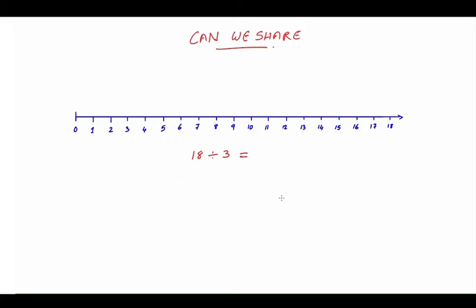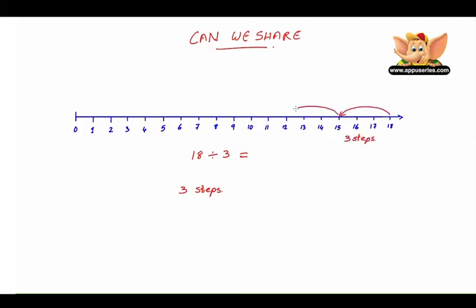Now let's show the problem 18 divided by 3 on the number line. When we were dividing these candies before, we were subtracting 3 candies each time. Starting from the number 18, let's jump back 3 numbers each time until we reach 0. So are you ready? Let's go. This is the first jump, second jump, third jump, fourth jump, fifth jump, and sixth jump. So there's 6 jumps. So 18 divided by 3 equals 6.